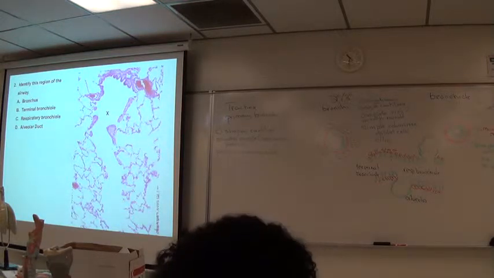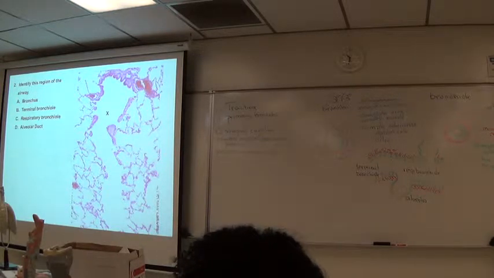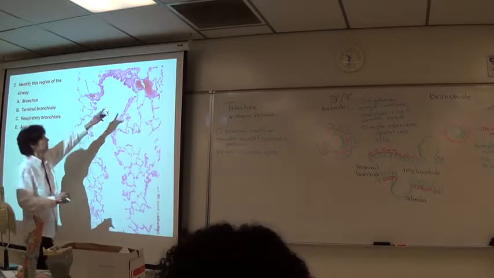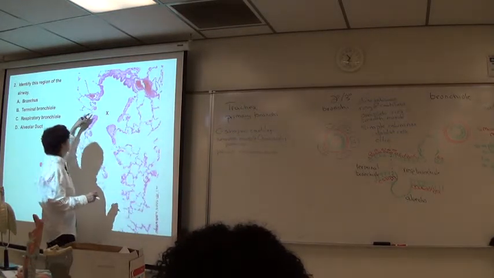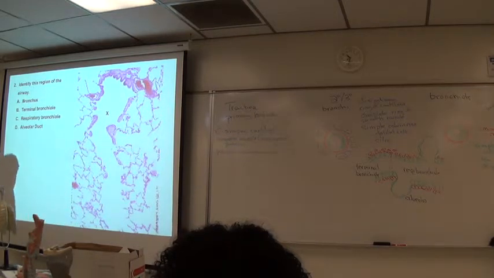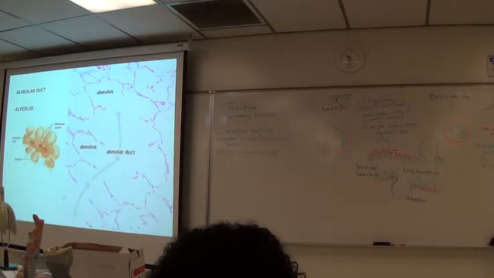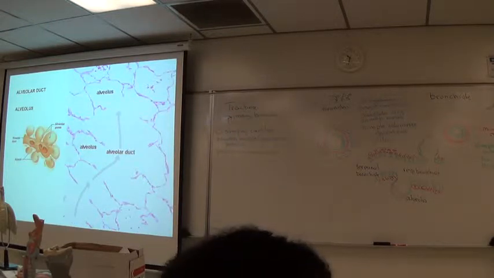All right, so here, the X would be respiratory bronchiole, okay? Because here's an alveolar sac or alveolus here. Here you can see the thicker wall with the smooth muscle and simple cuboidal epithelia. Right? So most people understand the respiratory bronchiole concept. The next one is a little bit more difficult, and that's the concept of the alveolar duct.